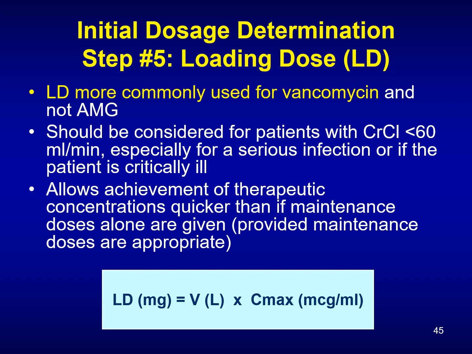Step 5 is to calculate a loading dose. Loading dose is more commonly used for vancomycin. It should be considered for patients with creatinine clearance less than 60, especially for a serious infection or if the patient is critically ill. It's to load an empty tank, so it allows for achievement of therapeutic concentrations quicker than without using a loading dose. This is provided that the subsequent maintenance doses are appropriate. Loading dose is equal to V times desired Cmax.